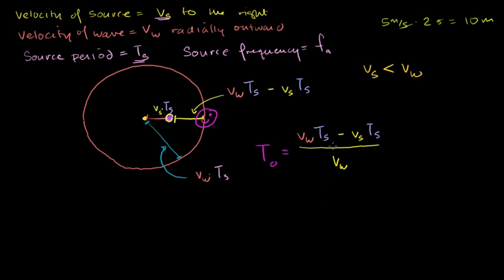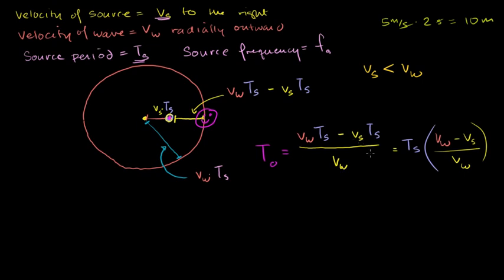Now, if we wanted the frequency, we can manipulate this a little bit. Let's do that. So we could also write this by factoring out the period of the source, t sub s. And so it becomes t sub s times the velocity of the wave minus the velocity of the source, all of that over the velocity of the wave. And so just like that, we've gotten our formula for the observed period for this observer who's sitting right in the path of this moving object, as a function of the actual period of the wave's source, the wave's velocity, and the velocity of the source.